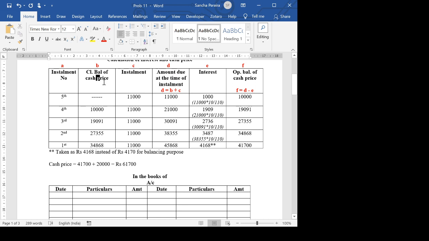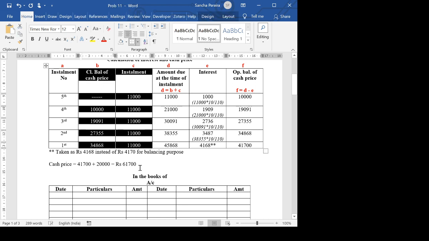Okay. There could be some books, and many of your textbooks, if you check in the library, have eliminated these two columns. But I thought of including these two columns because it makes things simpler. What they do, they just show this, this and this. So, fifth year, they'll write the installment, calculate it accordingly. Fourth year, how will they get this 21,000? Basically, 10,000 plus the installment.